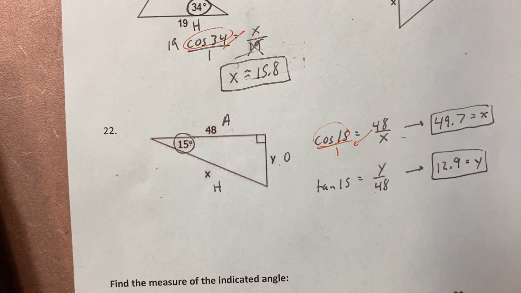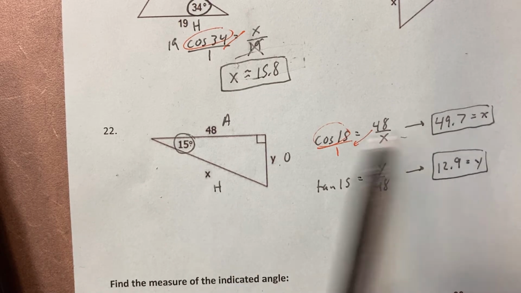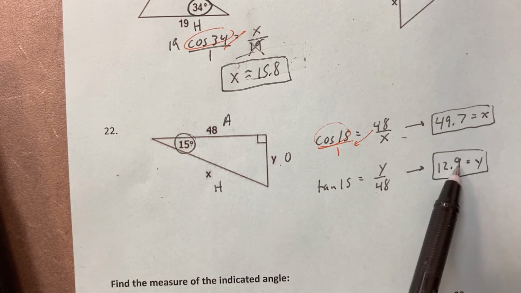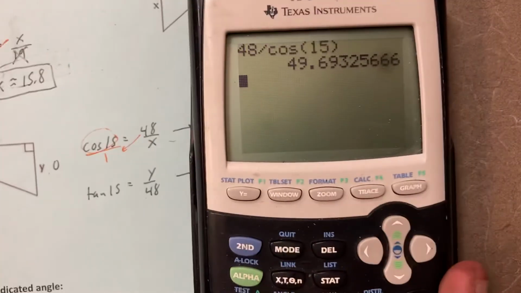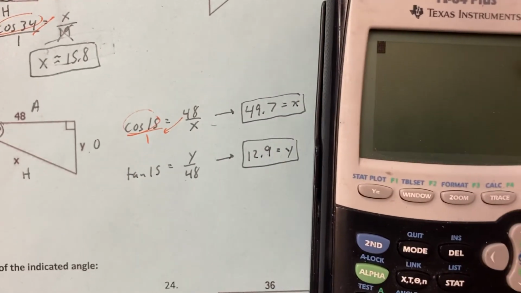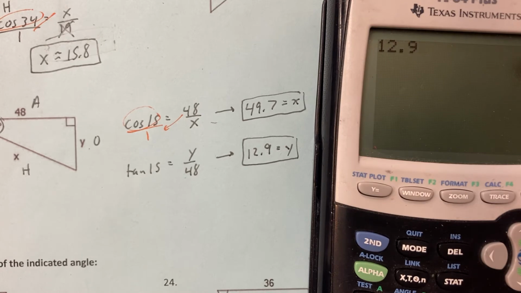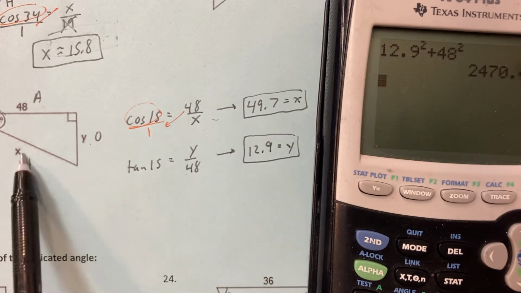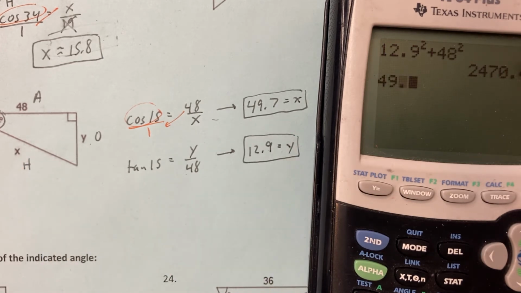Everything working out here? Let's see. 49.7 is the longest piece, and y is only 12.9. Can I check my answer real quick? Surely. All right, let's do a Pythagorean theorem. Let's do 12.9 squared plus 48 squared. Okay, keep that number in mind. And now let's do x squared. And these should be pretty close.